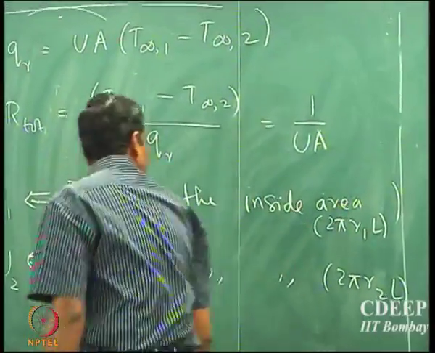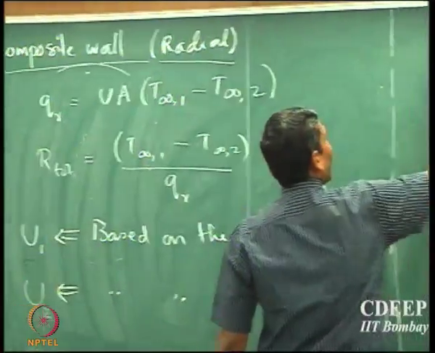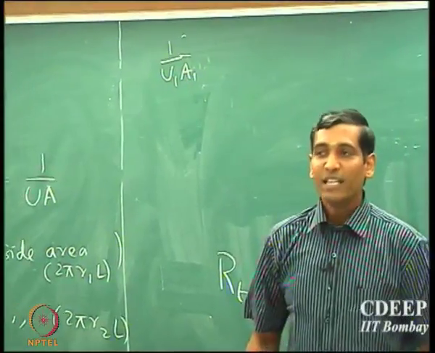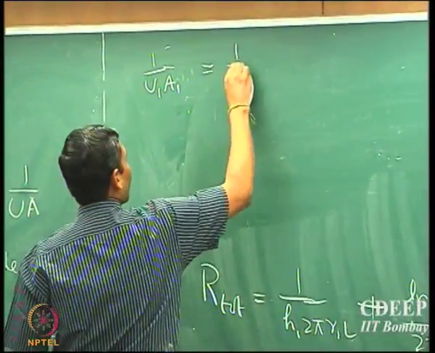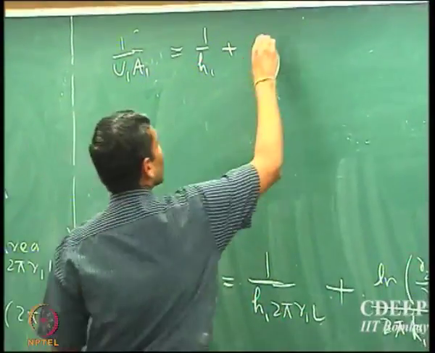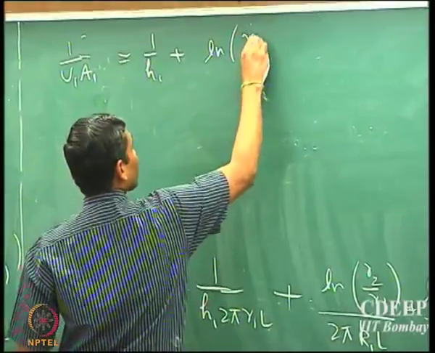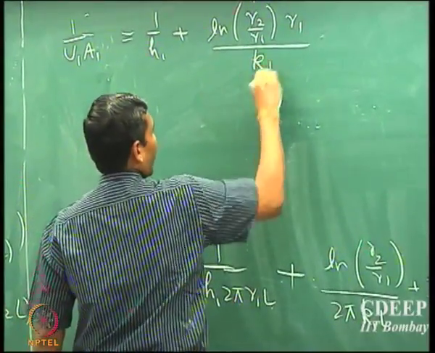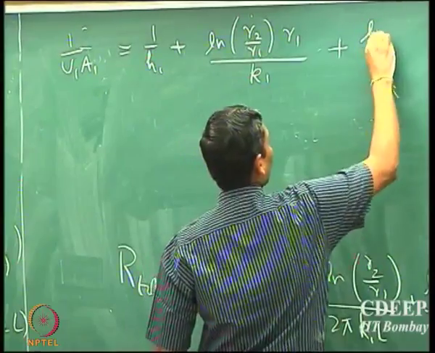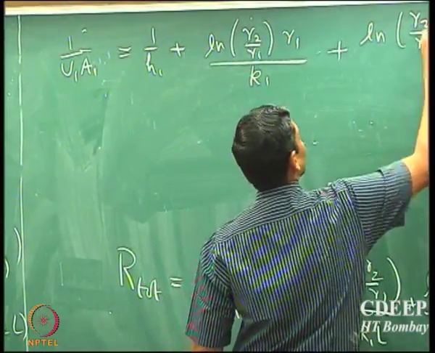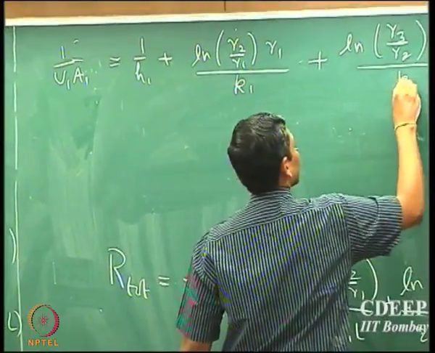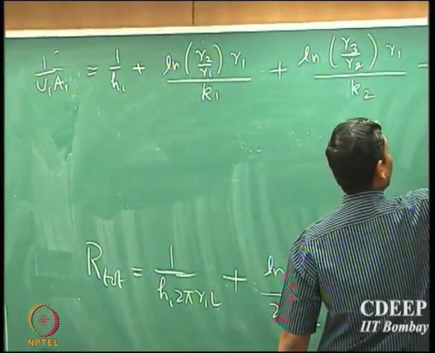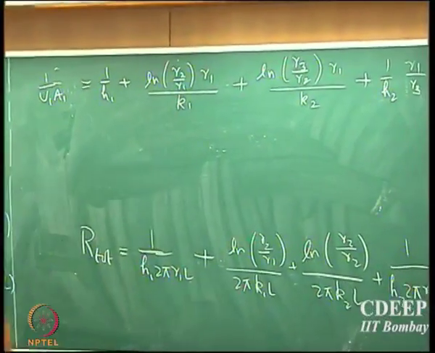Okay, so supposing I define 1 by UA, the overall heat transport coefficient based on the inside area. That will simply be 1 by H1 plus ln R2 by R1 into R1 by K1 plus ln R3 by R2 into R1 by K2 plus 1 by H2 into R1 by R3.